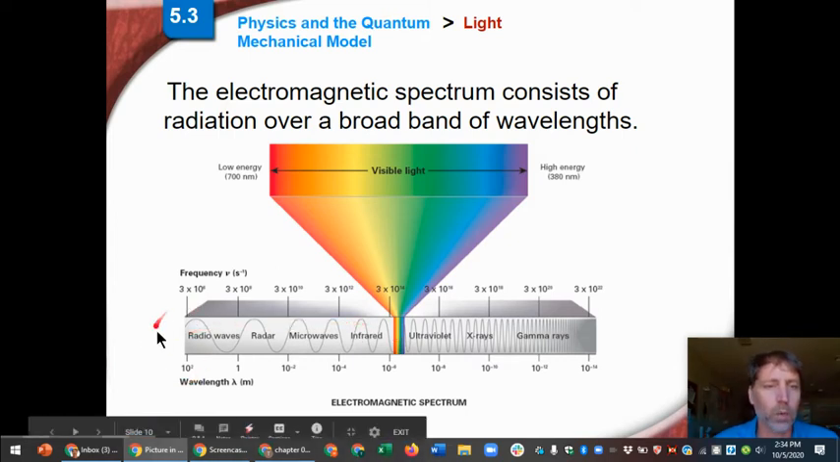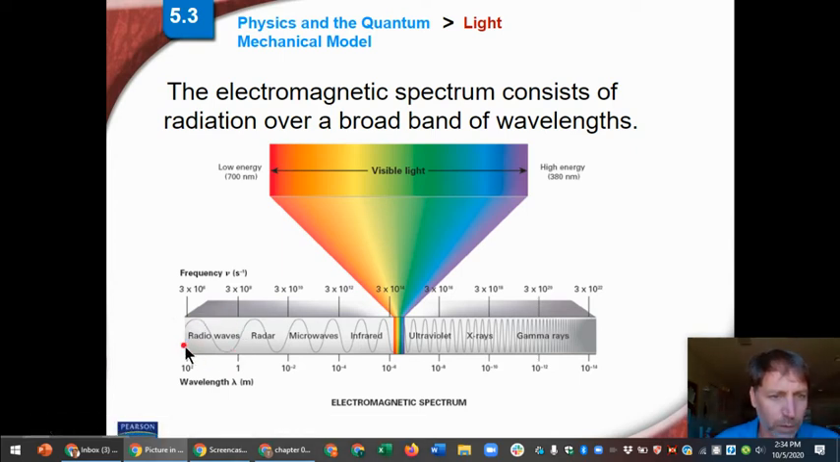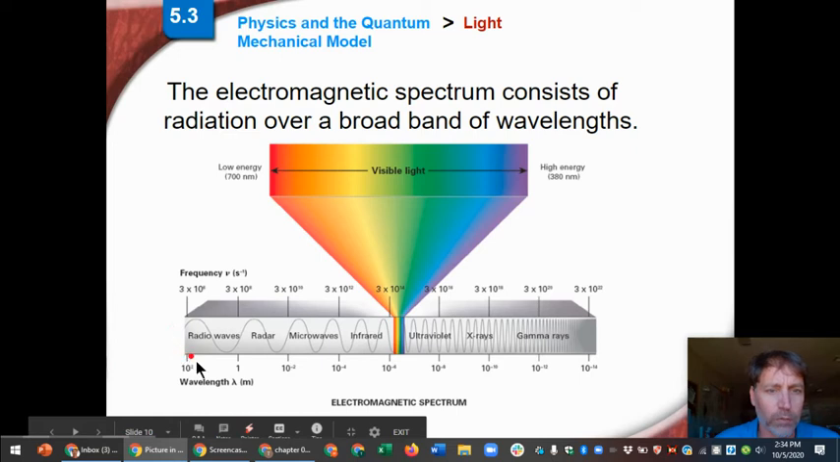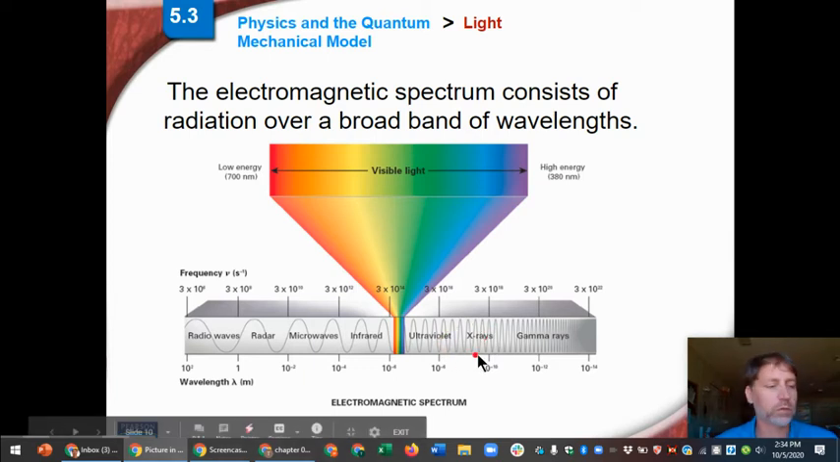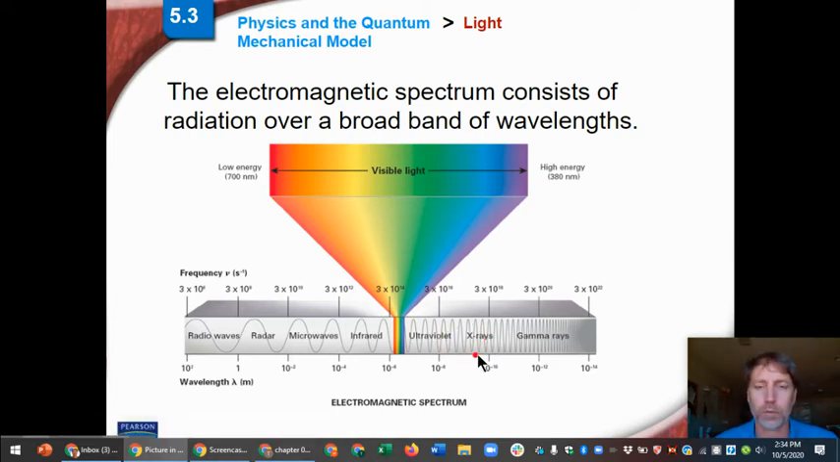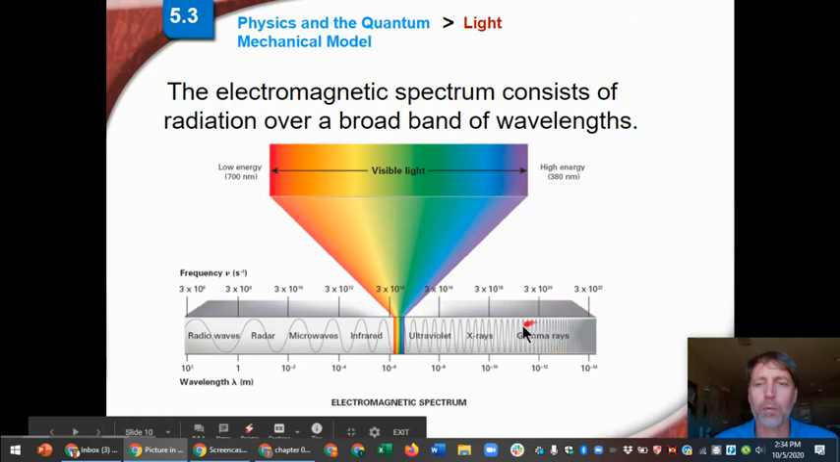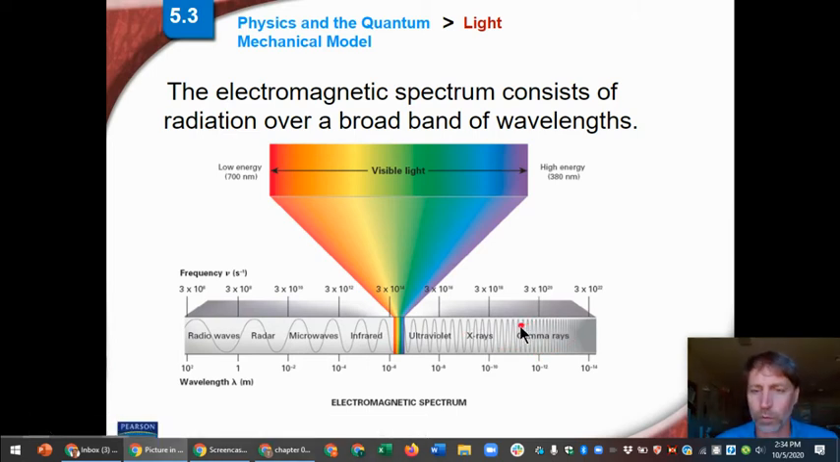On the lower frequency end, with the longer wavelength and the lower frequency, you have radio waves, followed by radar, microwaves, and infrared. That's what you might see with night vision goggles. Ultraviolet is what comes from the sun. X-rays are what you get at the dentist, or if you've broken a bone. And then gamma rays. Gamma rays are used for practical purposes like curing cancer.